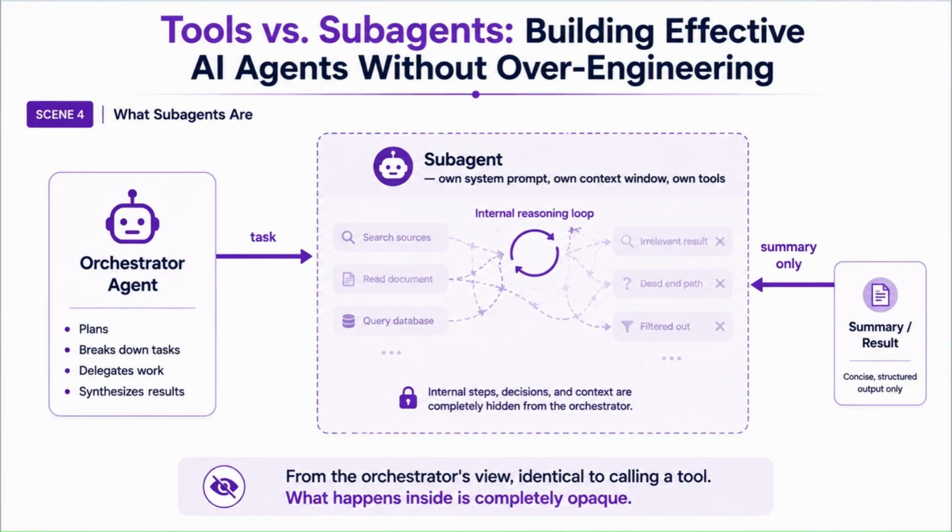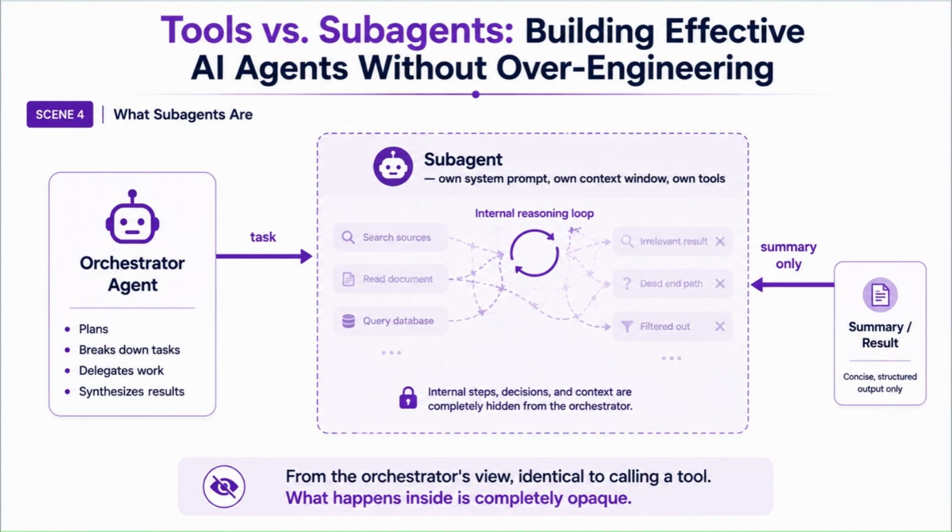Now let's flip to subagents because they look deceptively similar from a distance but work completely differently underneath. A subagent is a separate LLM call, typically a distinct agent instance with its own system prompt, its own context window, and often its own dedicated set of tools that receives a task, works through it independently, and returns a result back to the orchestrating agent. From the orchestrator's perspective, calling a subagent looks identical to calling a tool. Send a task, get a result back. The difference is entirely in what happens in between those two events.